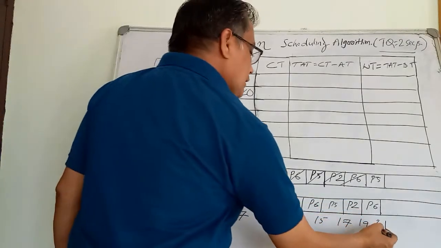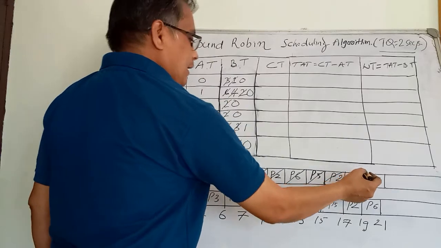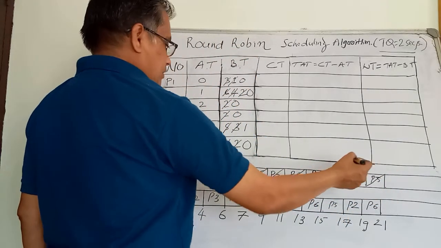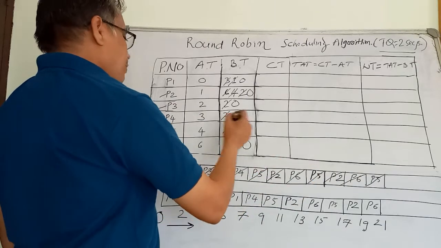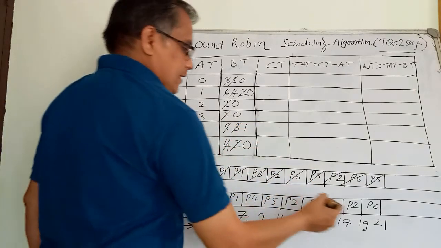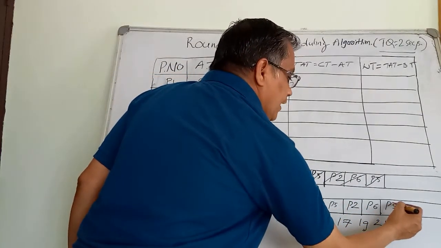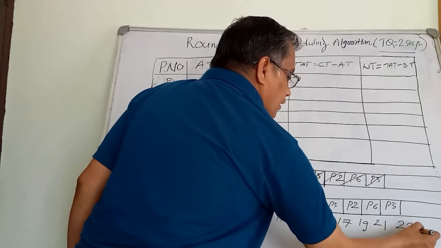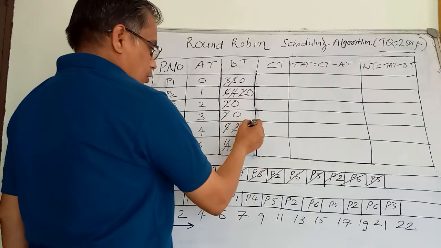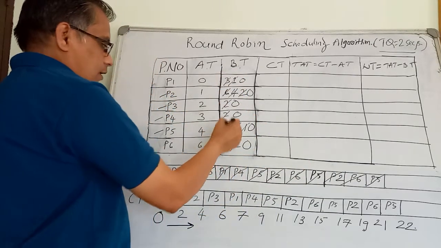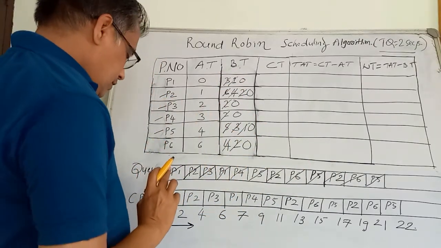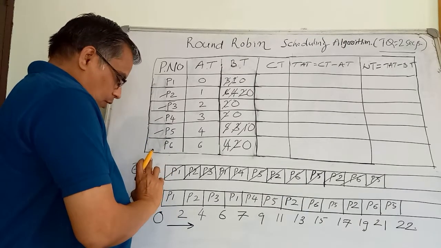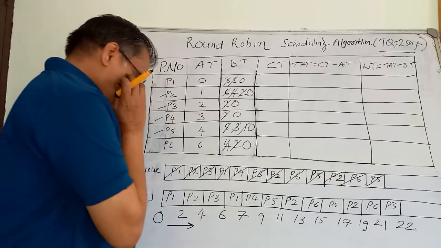Okay, 21. So the last process P5 is remaining. That means you have to strike it off as far as our procedure is concerned. P5 is going to execute for only 1 second. That means 21 plus 1, 22. So again you go back, that has also got executed. So this is how the queue and CPU are going to be formed.